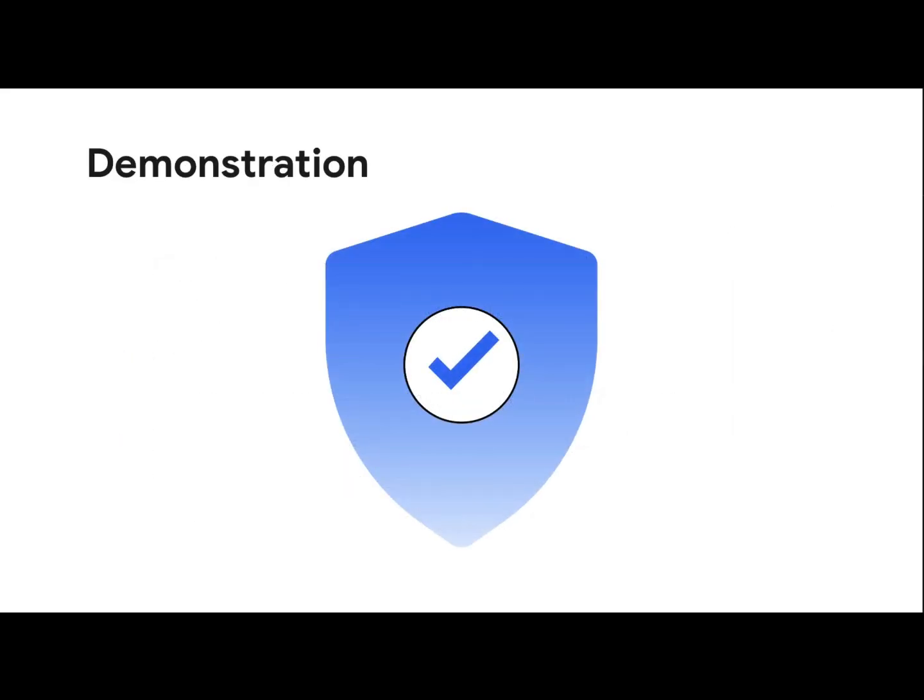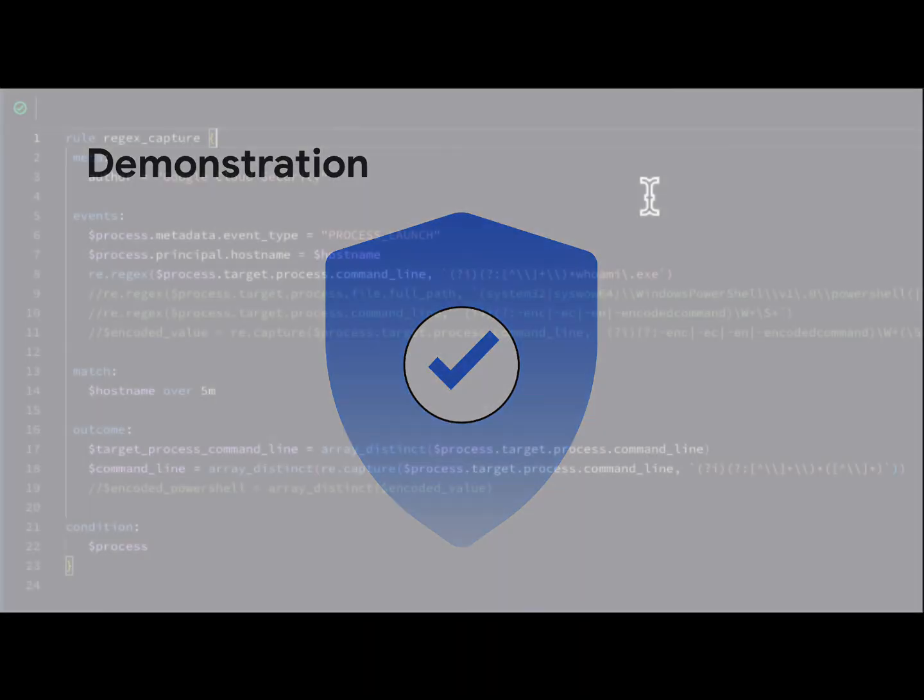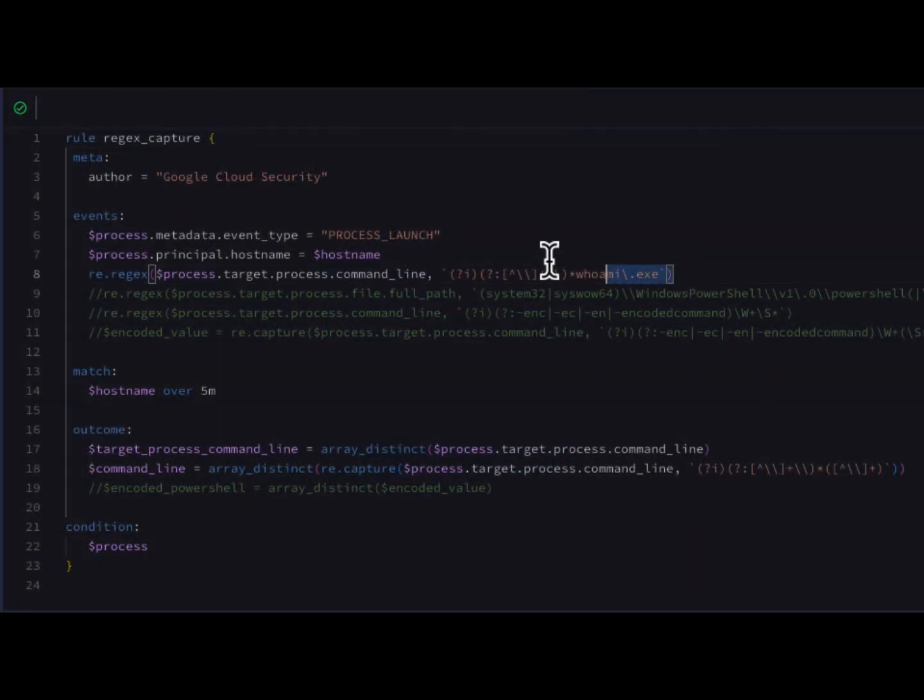Our example will look at process launch events, and we will group our detections by principal hostname over a 5-minute window. We will start by using the re.regex command in the target process command line field, and we'll look through the folder structure to find whoami before .exe. By the way, I use Gemini to generate the RE2 here, so don't feel like you need to be a regex ninja or anything.